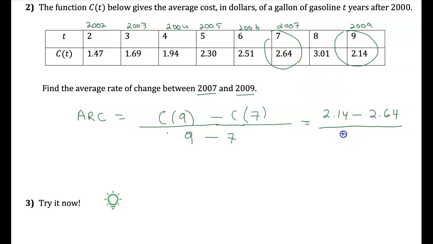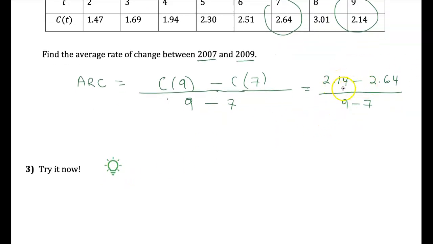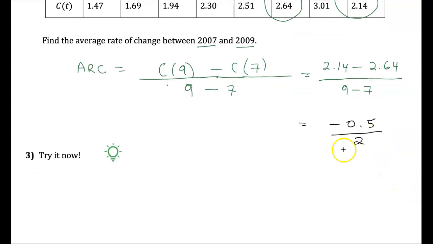And then you have 9 minus 7. Again, this one we can kind of see what it is right away. $2.14 minus $2.64 is negative 0.5 dollars, or 50 cents, right? And that's divided by 2. And so we would get negative 0.25, or negative a quarter, right?